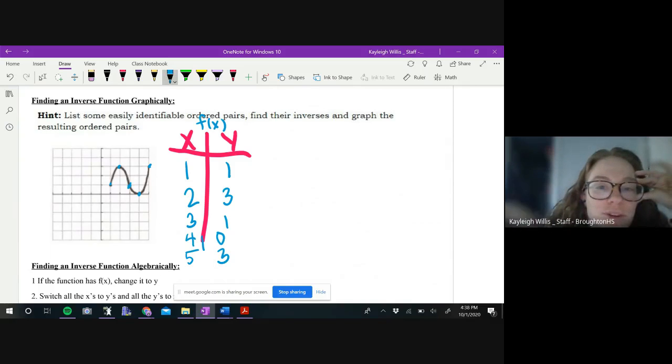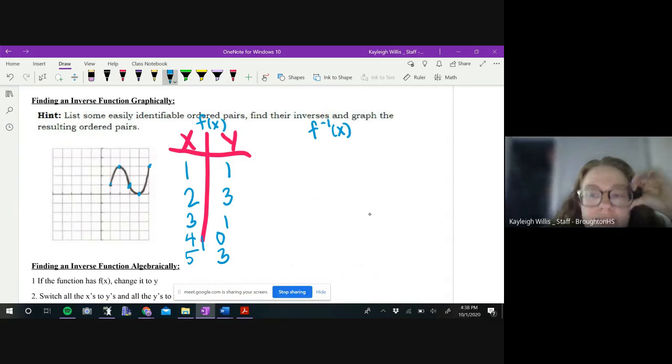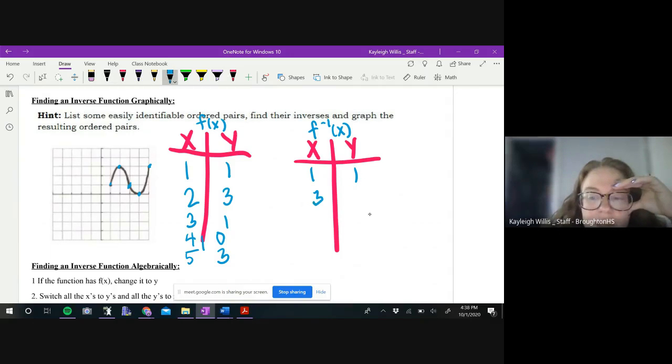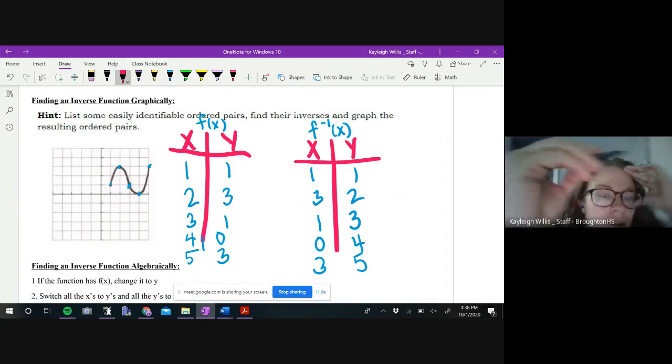To find the inverse, we're going to use the notation for inverse, f inverse of x, that little inverse guy right there. And so the inverse table is just going to be them all flipped. (1, 1) flipped is just (1, 1). But instead of (2, 3), it's going to be (3, 2). And instead of (3, 1), it's going to be (1, 3). And instead of (4, 0), it's going to be (0, 4). And then the last one, (3, 5). And then I'm going to graph this in pink.